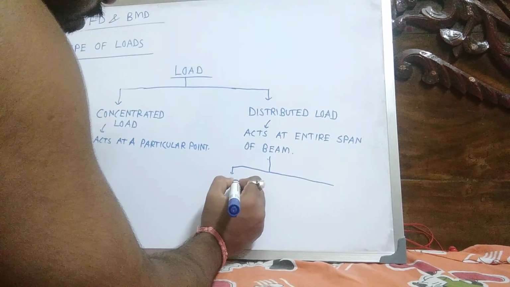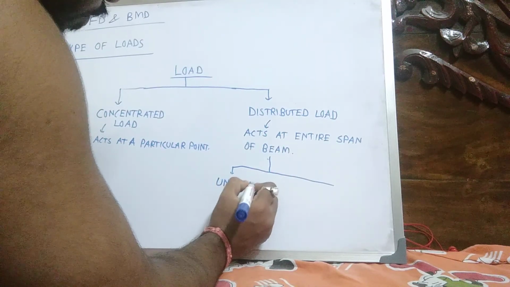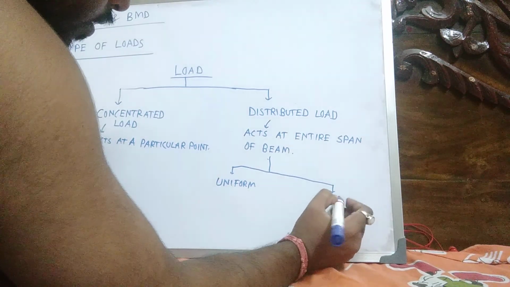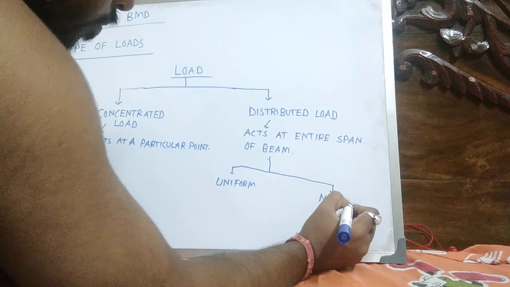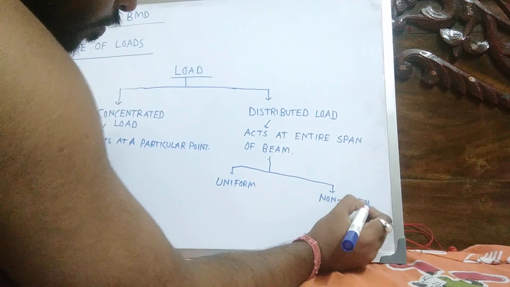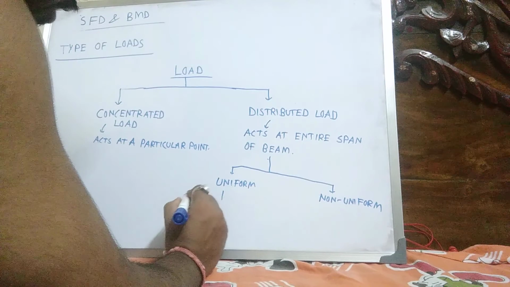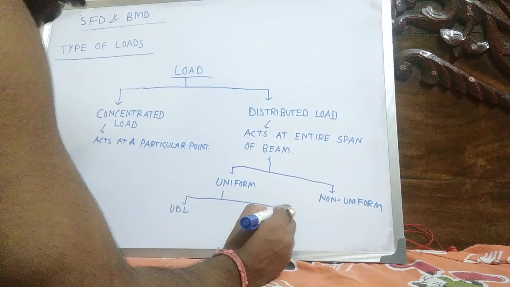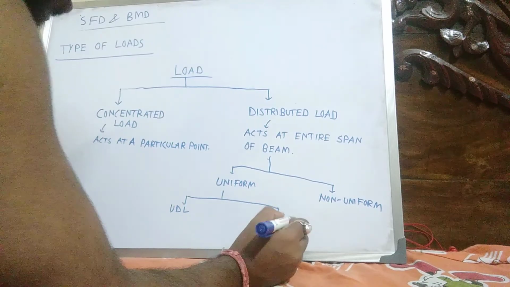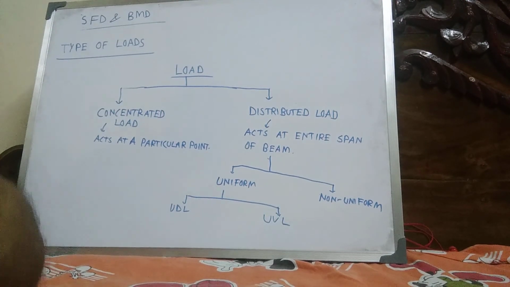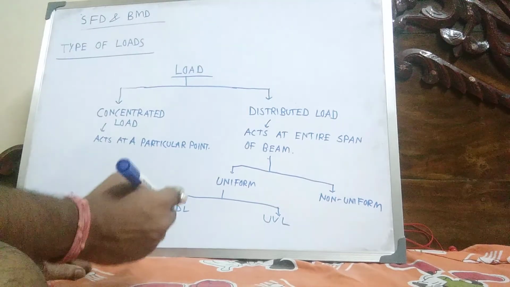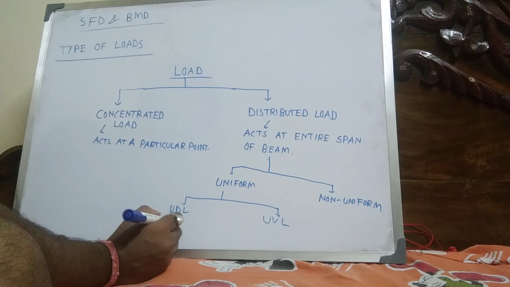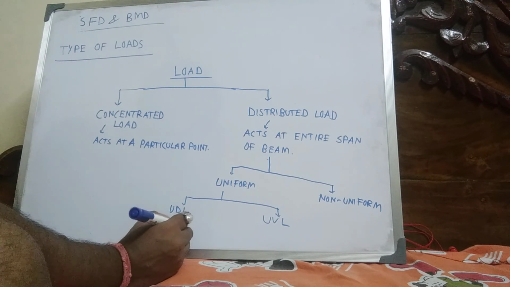Uniform and non-uniform load. Uniform loads are UDL, uniformly distributed load, and non-uniform loads are UVL, uniformly varying load. In UDL, small w is equal to a constant.